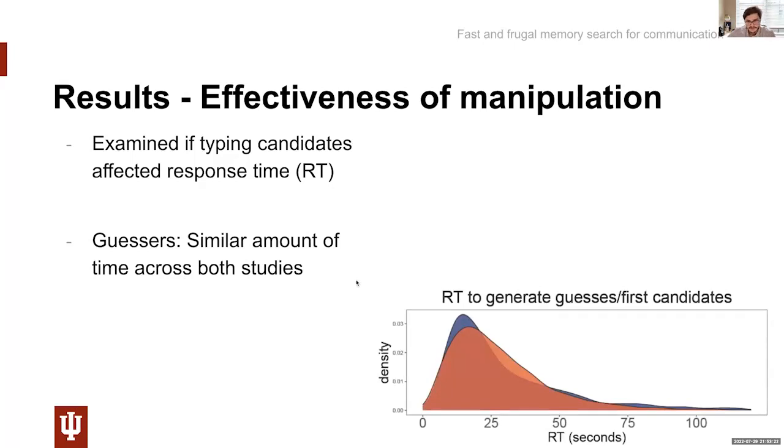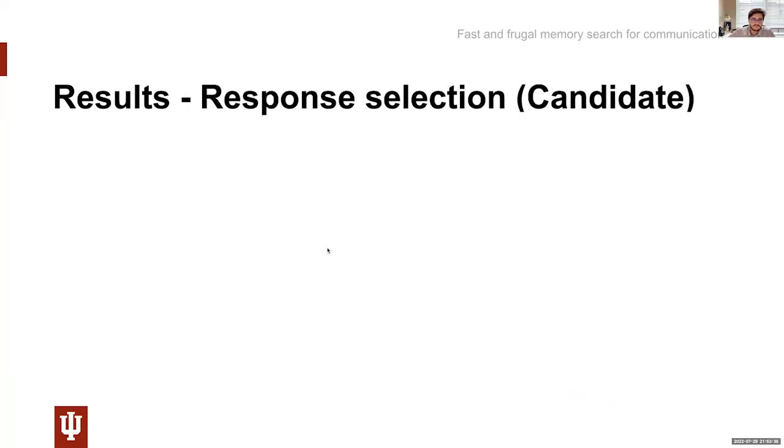But in the candidate study, they were able to produce the clue right off the bat. For guessers, it was a similar amount of response time, since they could quickly just click what they thought and go on about their way when generating their different candidates and guesses for the word pairs. From now on, we're only going to refer to the candidate study, not the original study.